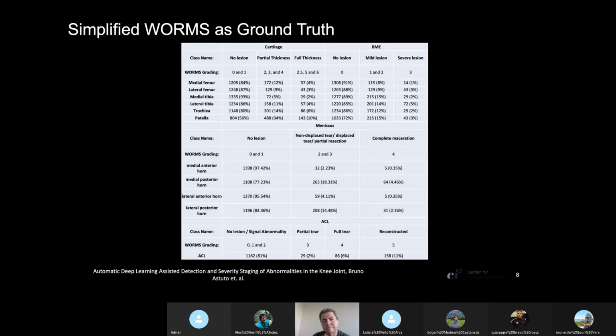So here is the table. Not going to talk too much about this table. I don't know if Edgar gave you guys the paper. If you guys are interested, this data is in the paper as well. Basically, here I give you all the structures that we are interested in: the cartilage, bone, meniscus, and also ACL.